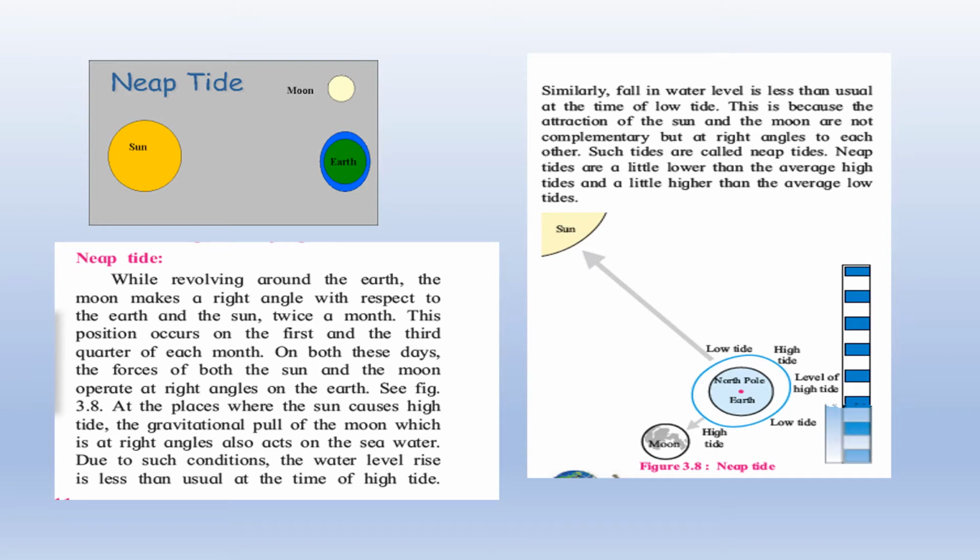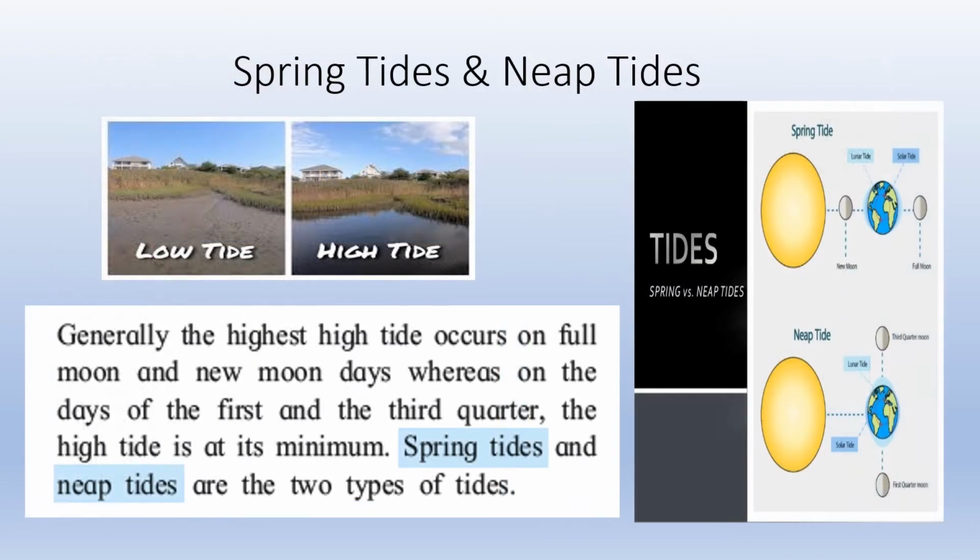The highest high tide is not very high and the low tide is not very low, a little higher than the average low tides. This is a very important fact one has to understand.